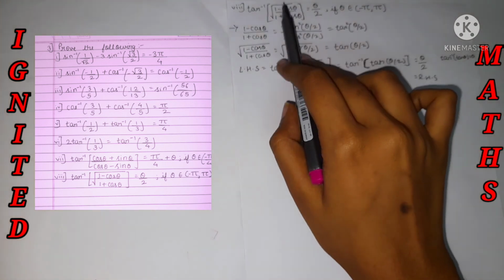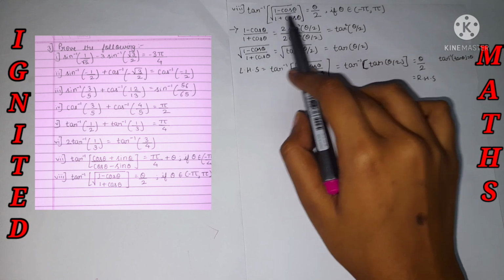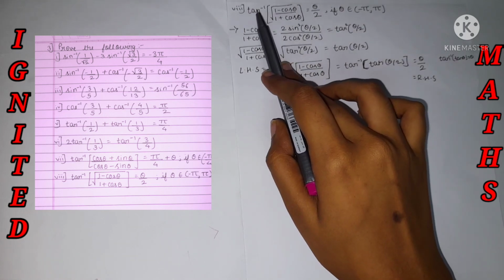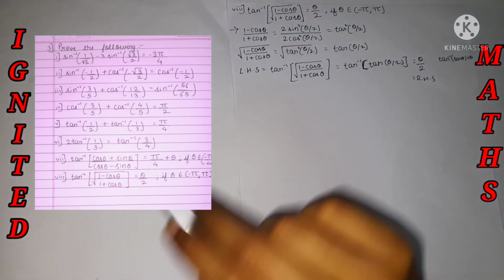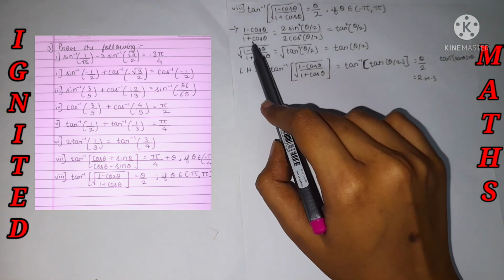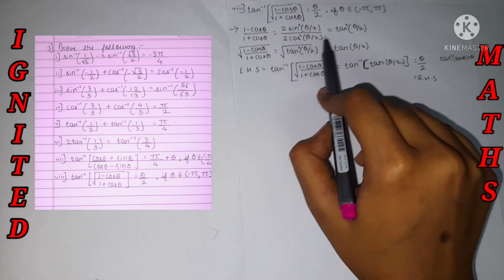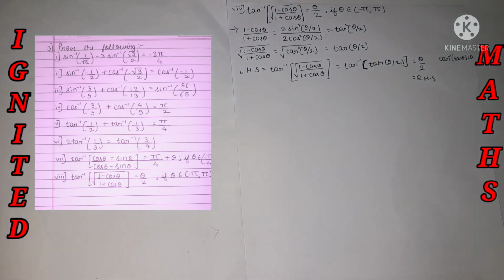First thing, find the value of root of 1 minus cos theta divided by 1 plus cos theta. Put the value over here in the LHS and we'll be getting the answer. So 1 minus cos theta is nothing but 2 sin square theta by 2, and 1 plus cos theta is nothing but 2 cos square theta by 2. All the required formulas and properties I'll just mention on either side so that we'll be getting a clear concept of it.